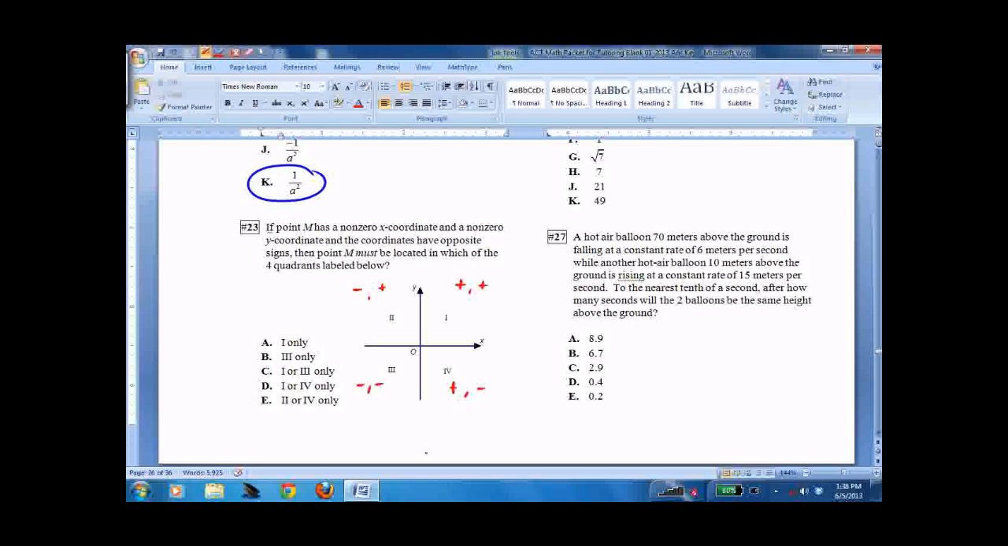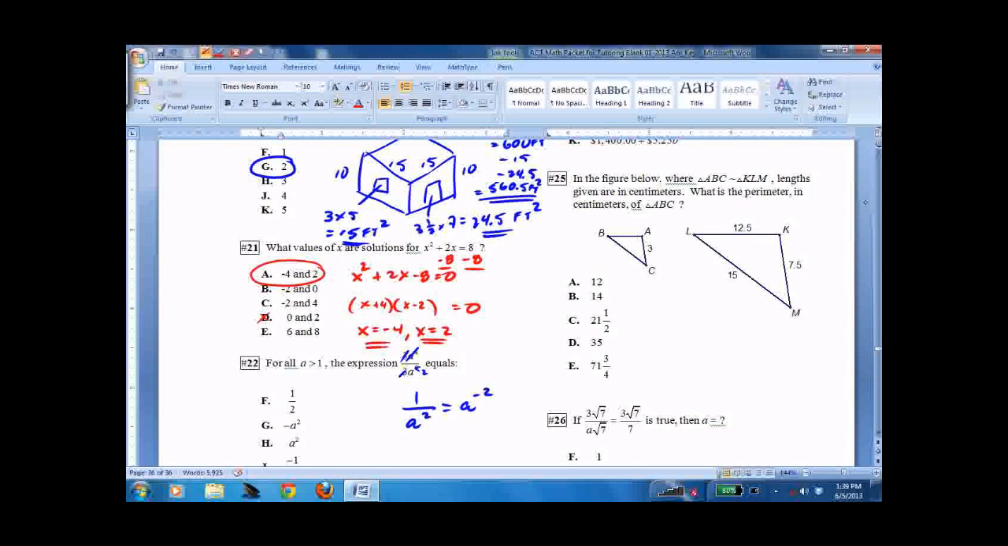Then point M must be located in which of the 4 quadrants below? Well, 2 or 4, because 1 and 3 have the same signs. So that's a simple knowledge problem. Do you know what the coordinates are and how to manipulate them?